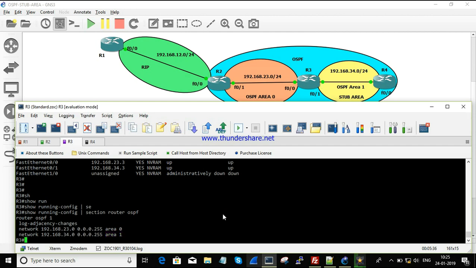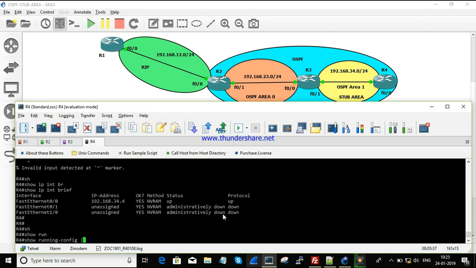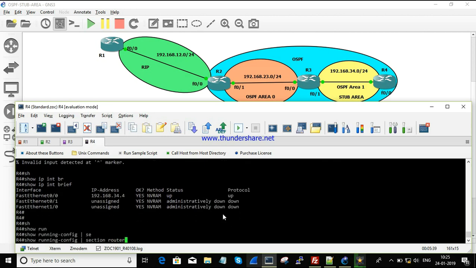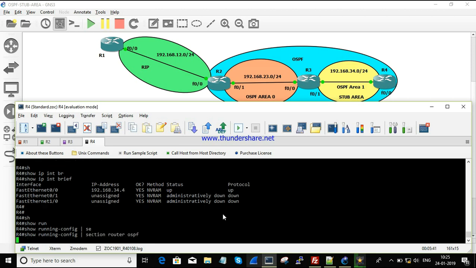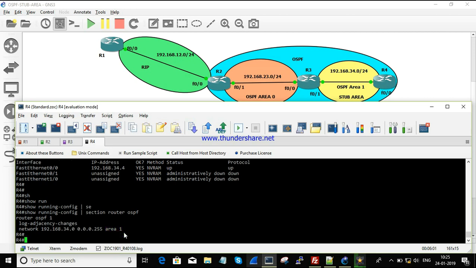Next is the R4 router. It's show running-config section router OSPF. There's only one interface which has been configured, and I'm advertising that interface into OSPF, since the only routing protocol over here is OSPF, and it has been advertised in area 1. So this is the configuration that has been pre-configured in the routers.